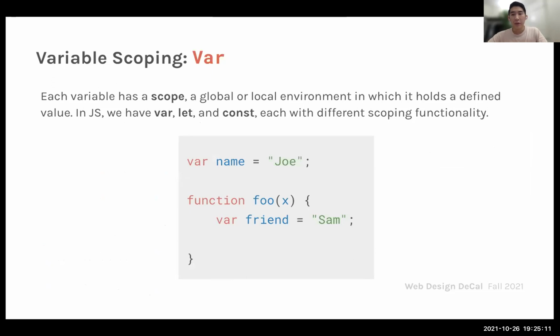So each variable has a scope, a global or local environment in which it holds a defined value. If you aren't too familiar with programming, this will be quite confusing, but we don't really need this too much in the scope of the class. What we really want you to understand is that to define variables in JavaScript, we can either use var, like var name equals Joe, or let, like let name equals Joe, or const, like const name equals Joe. Each of them has different scoping functionality.